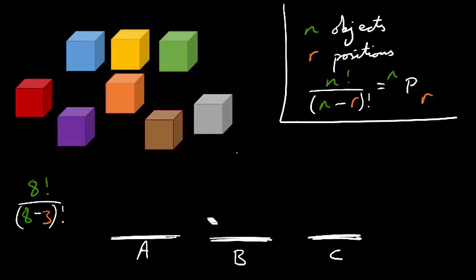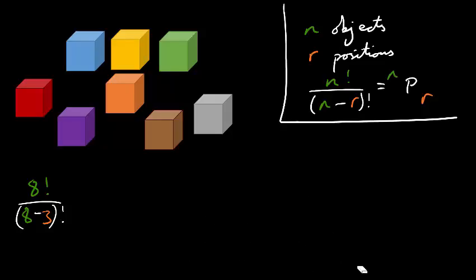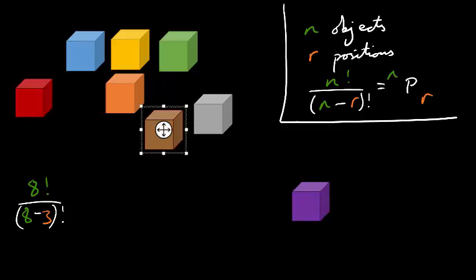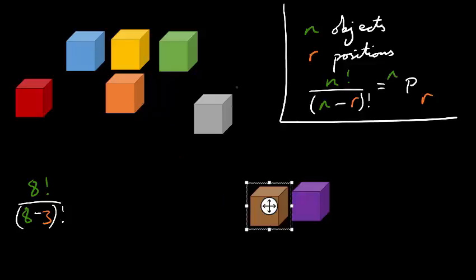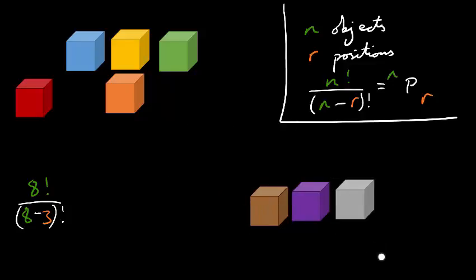Okay, now though, suppose that I still want to choose 3 objects, but I don't have 3 positions to put them in. I just want to choose 3 objects. I don't want to do anything with them. So let's say, for example, I choose this object. And let's suppose I choose this cube. And let's say I choose this cube here. Okay, so I've got my 3 cubes.